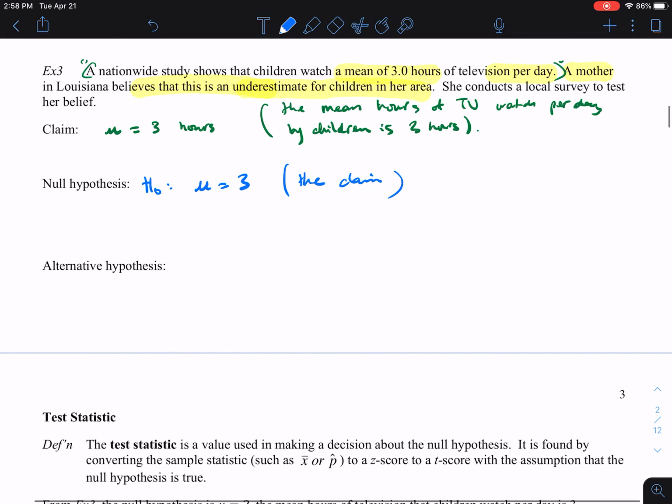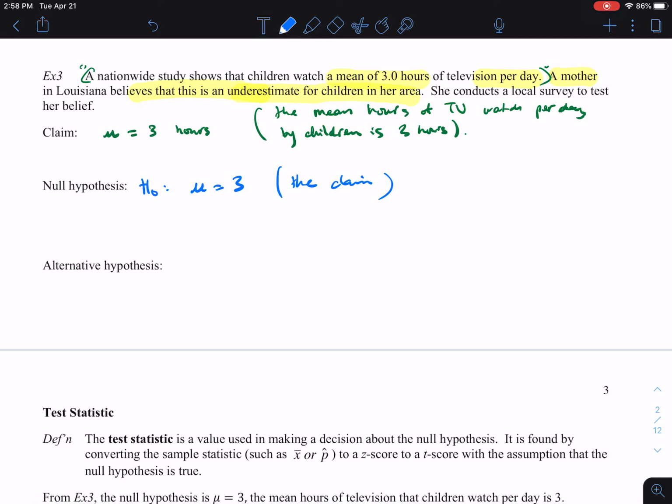Now, if the survey comes back and says, you know what, we surveyed 20 children and found that the sample mean is 6 hours per day for children in the local neighborhood, that's way above 3. So if we don't support the null, what would the alternative be? In this case, we can go by the mean is not equal to 3. That would provide the two-tailed test, which we will discuss in more detail later on.